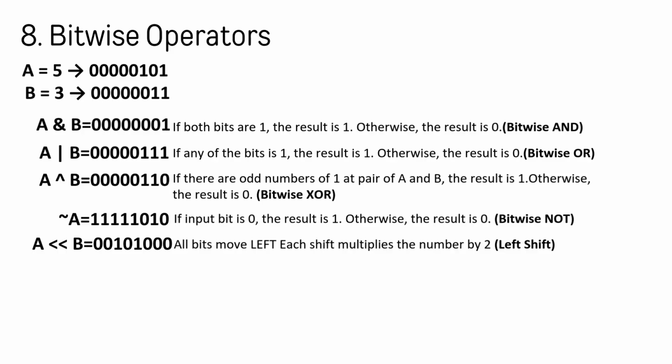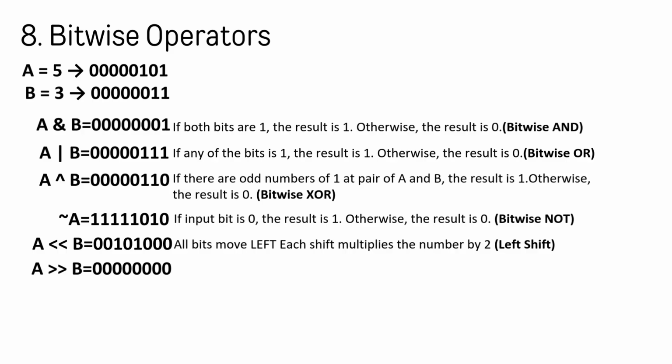Since the value of A is equal to 5, if we perform the first shift, it will generate the result 5 times 2, that means 10 for the first shift. For the second shift, it will generate 10 times 2, that means 20. And for the third shift, it will generate 20 times 2, that means 40. So here we see the binary equivalent of 40 for the left shift operation.